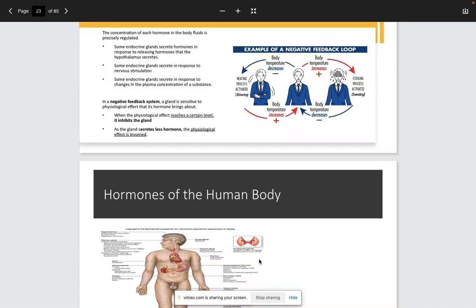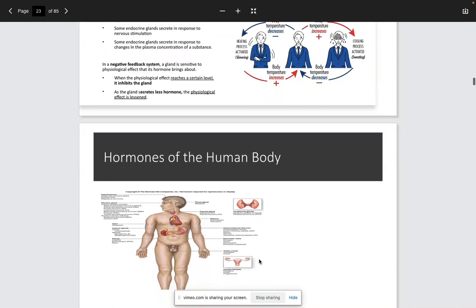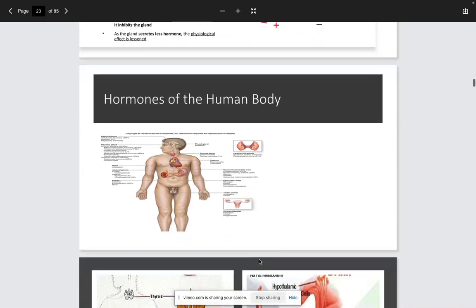I like the production of thyroid hormone. TRH, which is thyroid releasing hormone, is going to produce thyroid stimulating hormone, which produces thyroid hormone. Because thyroid hormone is produced, we can go back and we can inhibit thyroid releasing hormone and say, hey, we've got enough thyroid. I'll draw that for you guys in class.